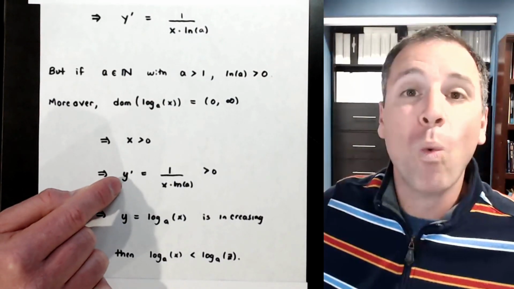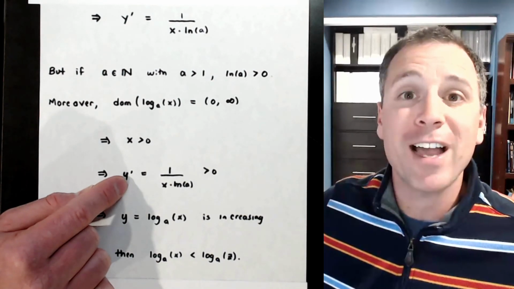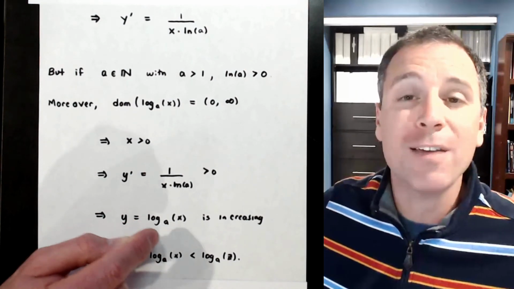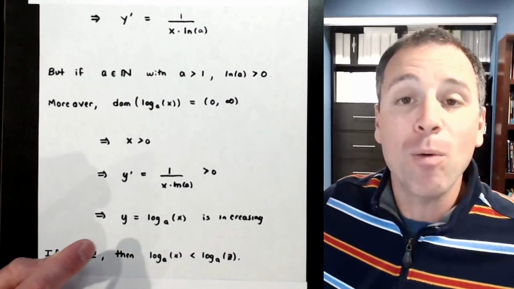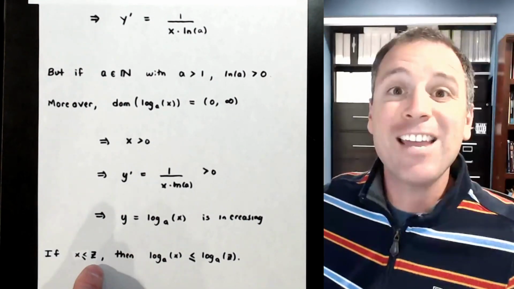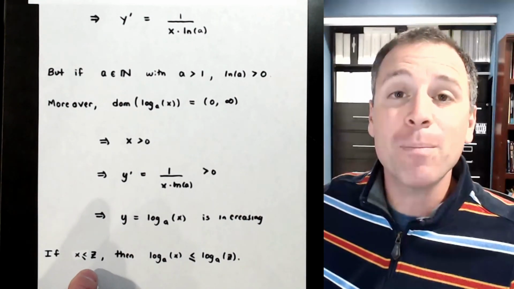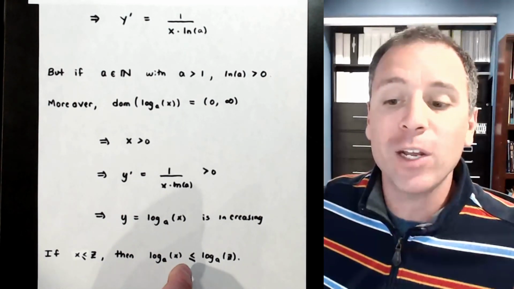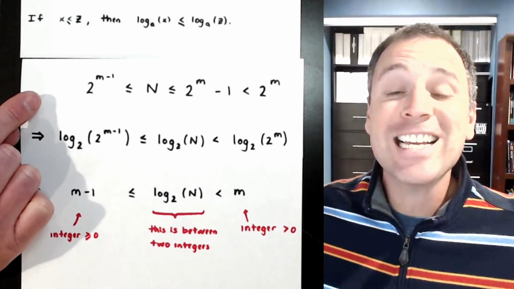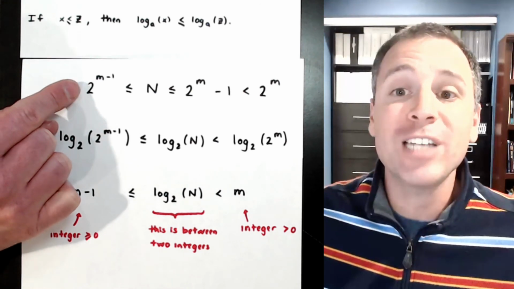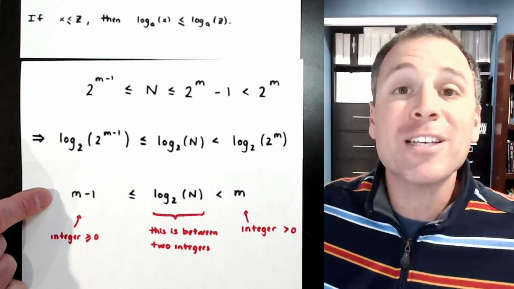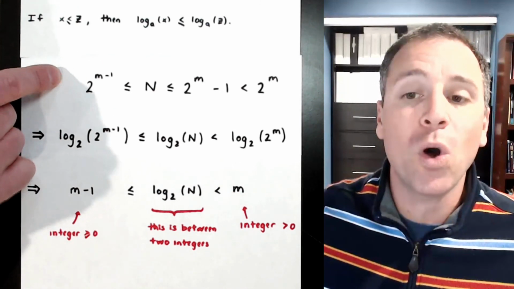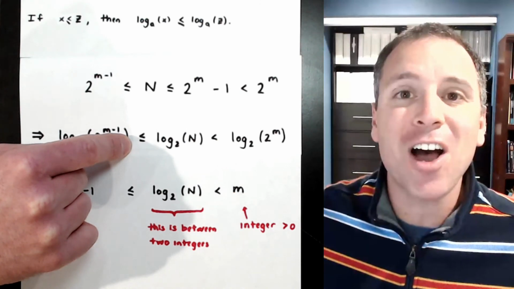But the moment that we know that y prime for our function log base a of x is positive, by our theorem in calculus, we know that y equals log base a of x is increasing. And the moment that we know that that function is increasing, if we take x less than or equal to z in the input, we immediately can conclude that log base a of x is less than or equal to log base a of z, which is the exact property that we use to transform statements about exponents into statements about the number of bits that we needed. We just applied log to this chain of inequality and then maintained the directions of those inequalities.